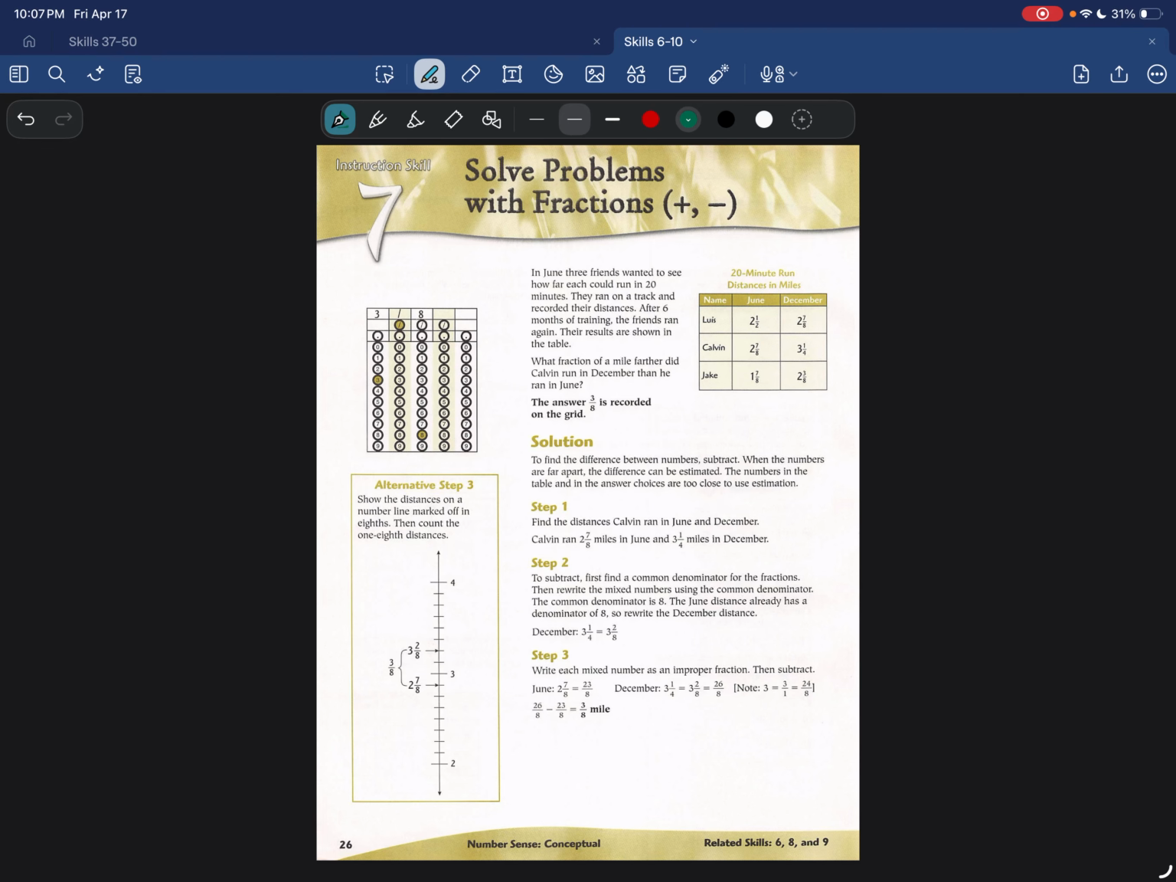Instruction Skill 7 is about solving problems with fractions, add and subtract. So we will have common denominators to deal with in this lesson.